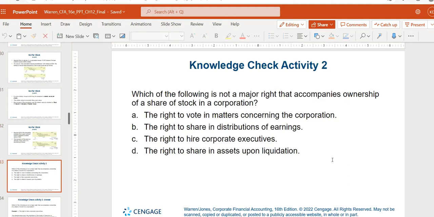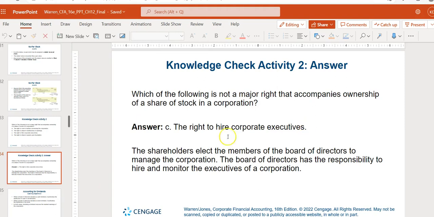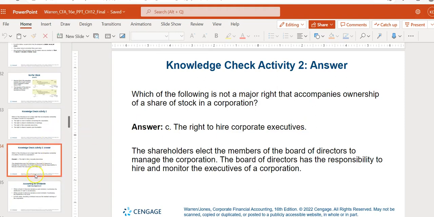So, which of the following is not a major right that accompanies ownership of shares of stock in a corporation? So let's see, they do get to vote. They do get a right to share in the distribution of earnings. They do get the right to share in assets upon liquidation. However, they don't get to hire the corporate execs. Woohoo, right there. All right.